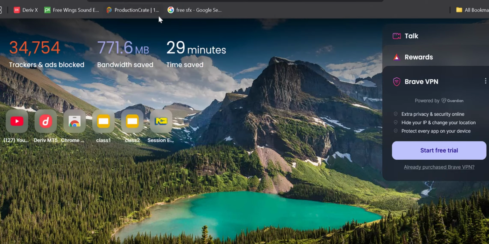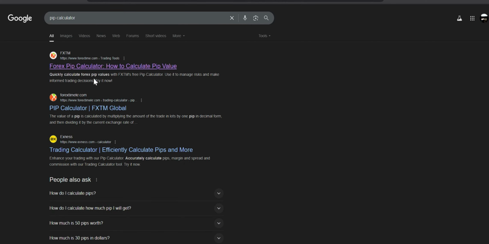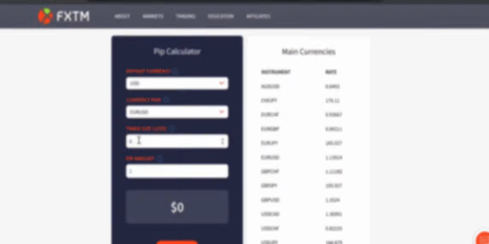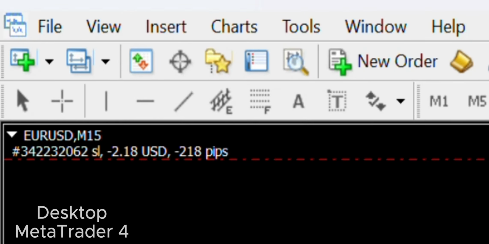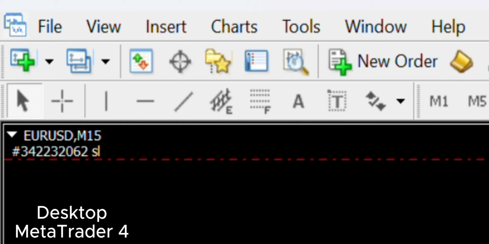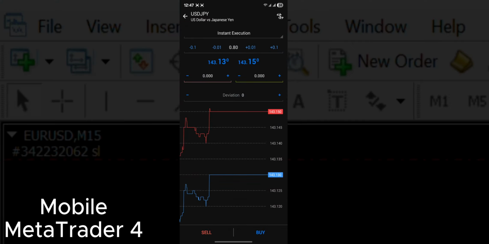Just go to a pip calculator and input the currency pair that you would like to trade, the lot size, and the amount of pips you would like to risk or are interested in gaining. So it works both ways. It will tell you the amount you are risking or trying to gain. MT4 platform on a computer will show you the amount you're risking on chart only when adjusting the stop loss after you have placed an order, but the mobile version won't.